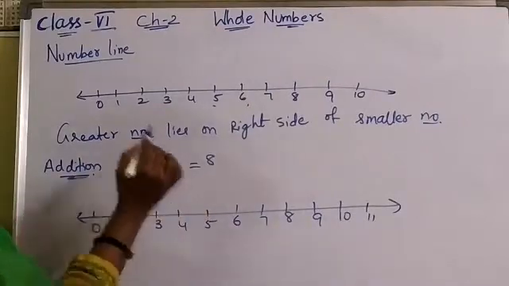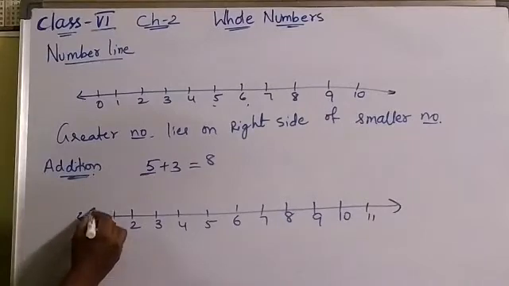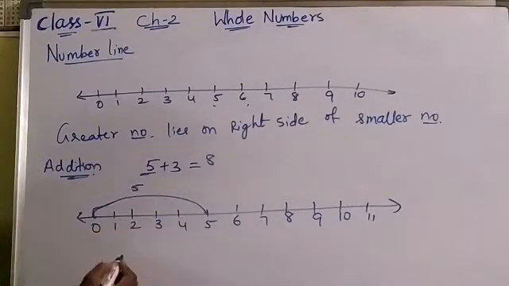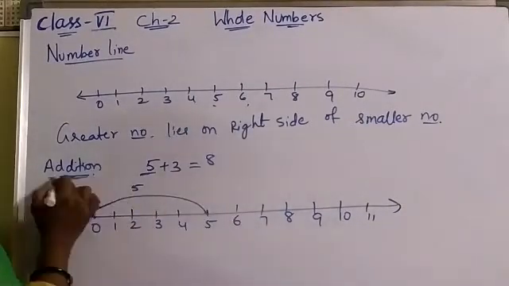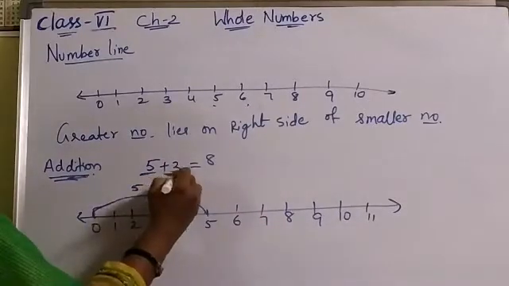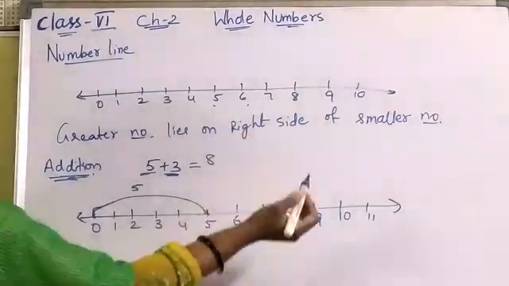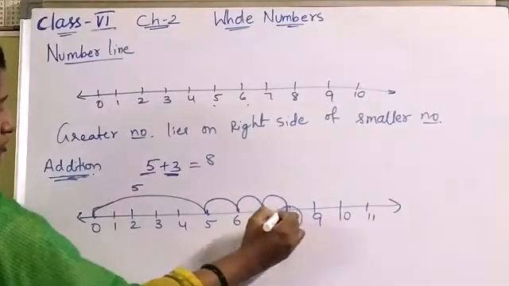Now how to do this: 5 on the number line is from 0 to 5. This is 5. And we are moving from left to right. So for addition you should move to the right side on the number line. Coming to plus 3, from 5 you should move 3 places to the right side. 1, 2, 3. So this is 8.